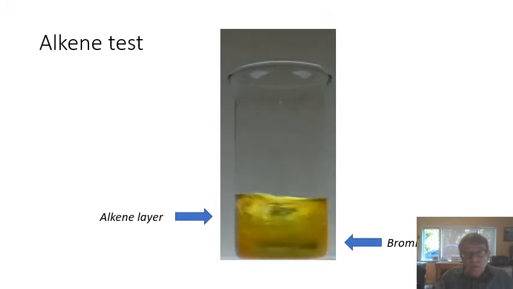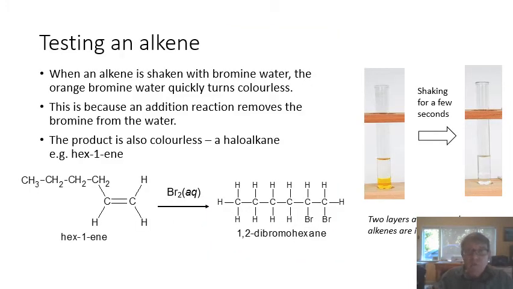So what's happened here is that bromine water, which is an orangey colour, has been added to an alkene, and then they're stirring it. And you see how it goes colourless very quickly. That makes it really easy to tell the difference between alkanes and alkenes. So that's the alkene. Let's have a look at the reaction first. So we've got a colour change from orange to colourless.